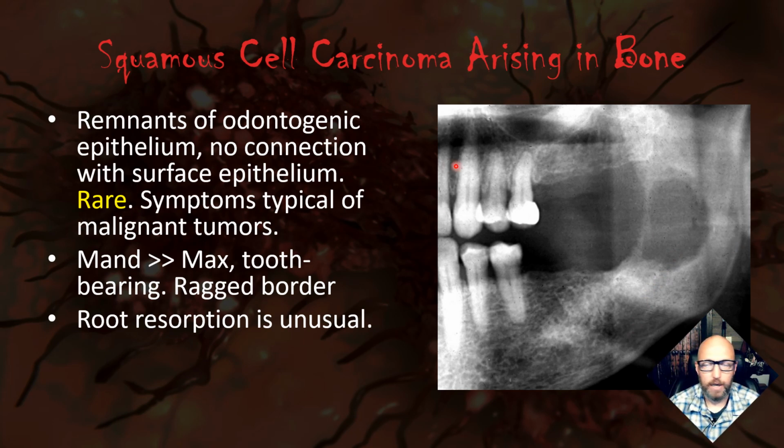But other than arising from within the bone, everything else is the same as what we just talked about with squamous cell carcinoma: more common in the mandible than the maxilla, tooth-bearing regions, ragged borders. This looks somewhat smooth and round and well-defined, but if you look closely, it has those little ragged, moth-eaten borders. And so that's a bad sign.